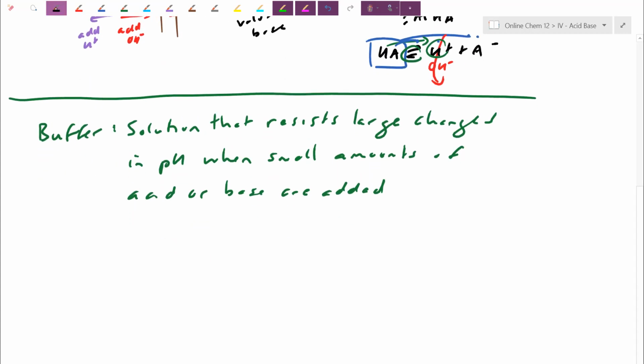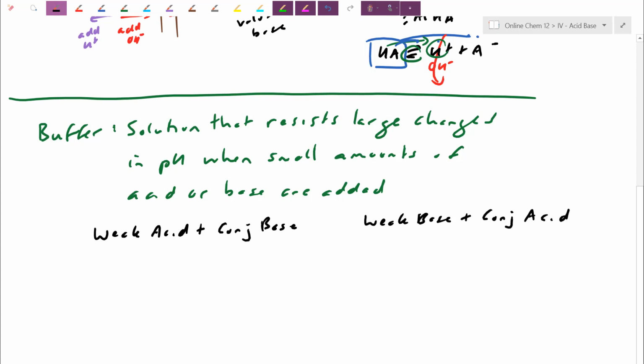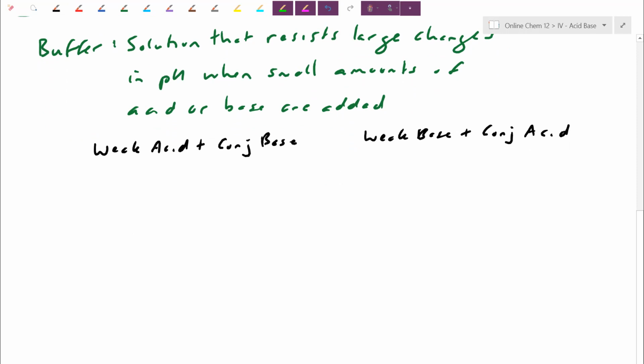What we're going to need is actually two things. It's going to be a mixture of either a weak acid and its conjugate base, or a weak base and its conjugate acid. Those are the two ways we can make a buffer system. A weak acid and conjugate base will make what's referred to as an acidic buffer. The other, a weak base and conjugate acid, will make what's referred to as a basic buffer.